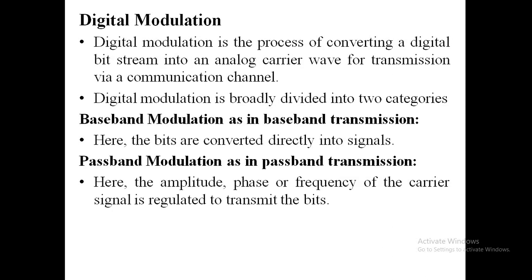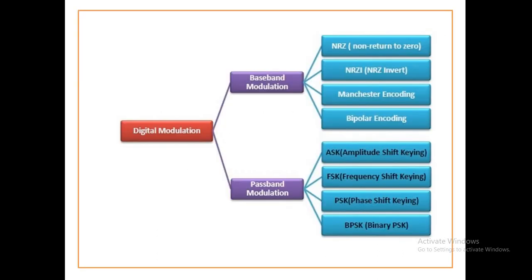Digital modulation. This is the process of converting a digital bit stream into an analog carrier wave for transmission via a communication channel. Digital modulation is broadly divided into two categories. Baseband modulation, in which the bits are converted directly into signals, and passband modulation, where the amplitude, phase or frequency of the carrier signal is regulated to transmit the bits.